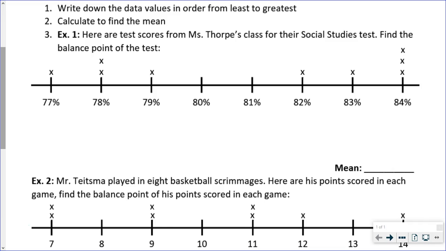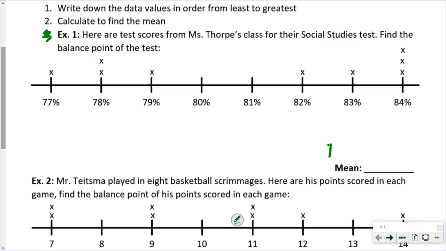Okay, we're going to then calculate to find the mean. I accidentally put a number 3 there, but let's take a look at example number 1, not number 3. Let's write this down from least to greatest. Looking at this example, the test scores for Ms. Thorpe's class for their social studies test. Find the balance point of the test. So what is the average, the mean?